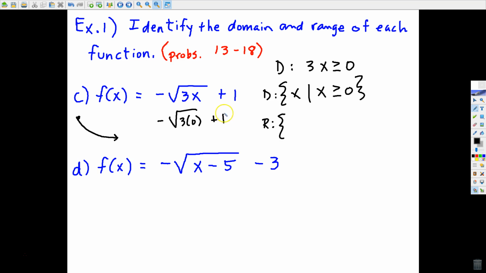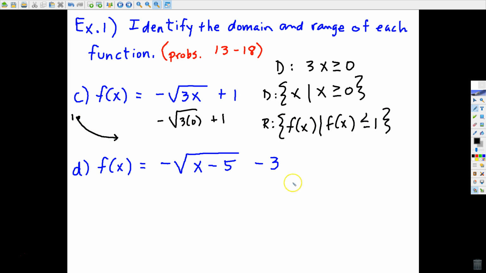So now when I come up with a solution, after I plug my domain result in, my 0, I get positive 1. Well, just imagine that this is positive 1 on the y, and we're going to go down from there. So my range is going to be f of x such that f of x is less than or equal to 1. 1 will actually be the highest point, and we're going to go down.